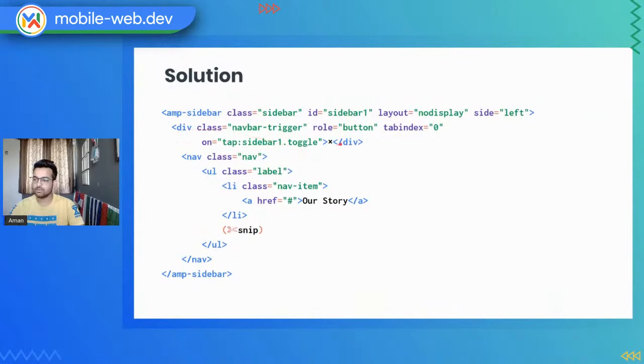Then we also put a cross in our sidebar that we are going to insert, because when the sidebar is open, somebody needs to close the sidebar, so there is a small cross. And again, on this cross we have another event listener, that is tap:/sidebar one dot toggle. So if it's closed, it becomes open, and if it's open, it becomes closed. So that's what we are going to use over here.